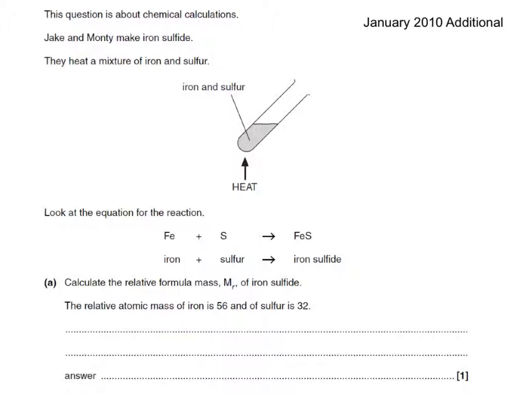Calculate the relative formula mass, the Mr, of the iron sulfide. Mass of iron is 56, sulfur is 32. Well, iron sulfide contains one atom of iron and one atom of sulfur. The one atom of iron would be 1 times 56, which is 56, and the one sulfur would be 1 times 32, which is 32. We'd add them together and we would end up with 88. So the relative formula mass is 88.